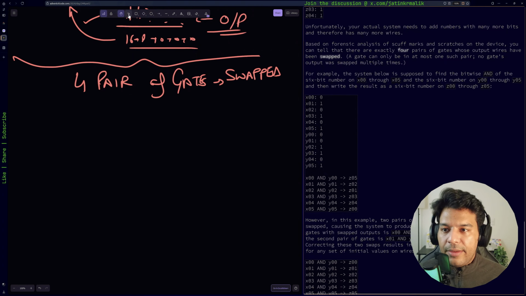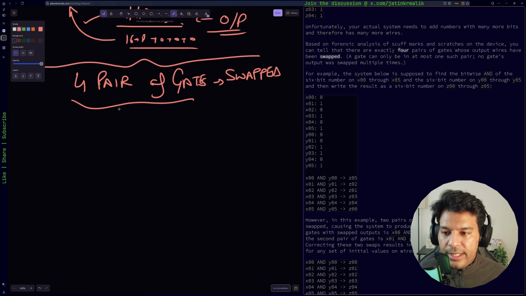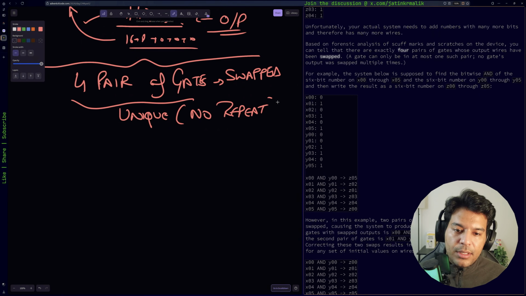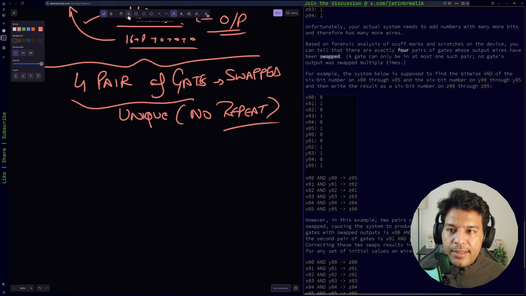So all these 4 pairs of gates will be unique. In simple terms, there will be no repetition. It's not like you can swap one gate multiple times. Okay, so they have given an example to us.